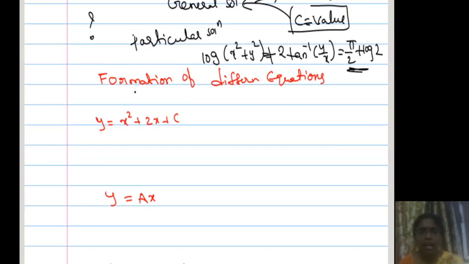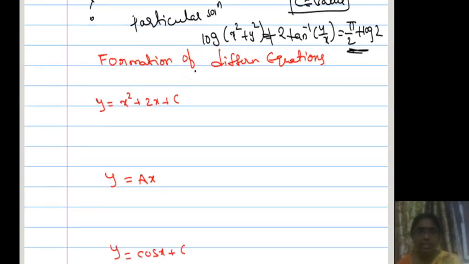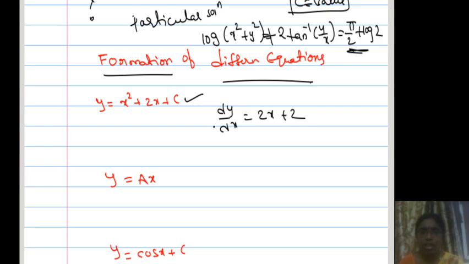Next, the last concept. We have done almost all the problems and methods discussed. Formation: how to form a differential equation? What is the first step? How many arbitrary constants are there? Only one, that's why we have to differentiate only once, so dy by dx is equal to 2x plus 2. No need to do anything here because it does not contain an arbitrary constant. So directly, dy by dx minus 2x minus 2 is equal to 0. This is our final formation of the differential equation because it contains only derivatives.